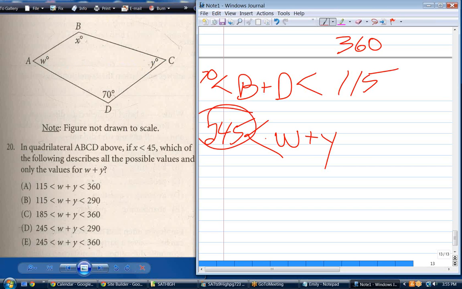Okay. So but D, if B plus D is equal to 70, then W plus Y could be 290. Gotcha. All right.